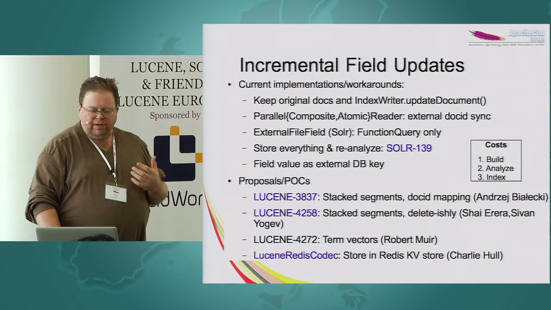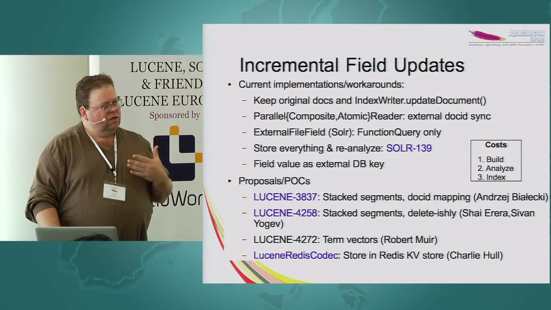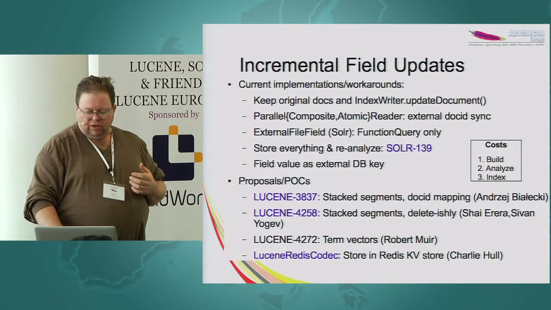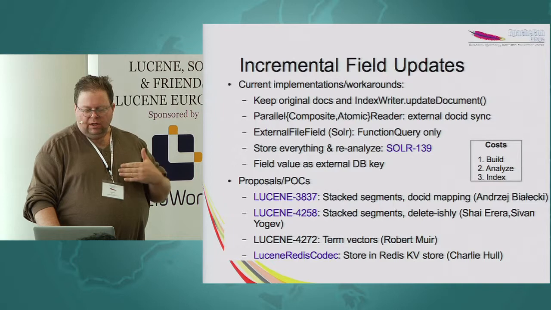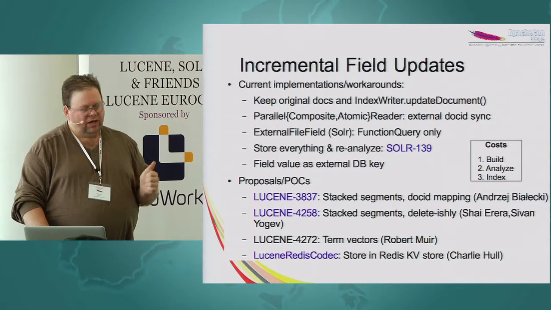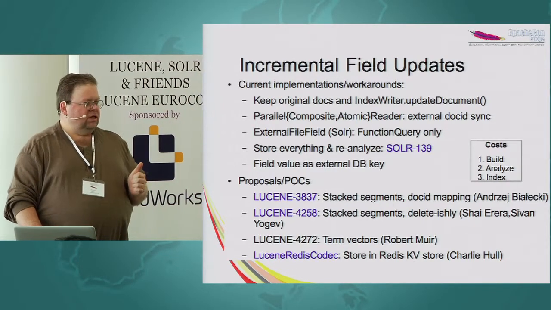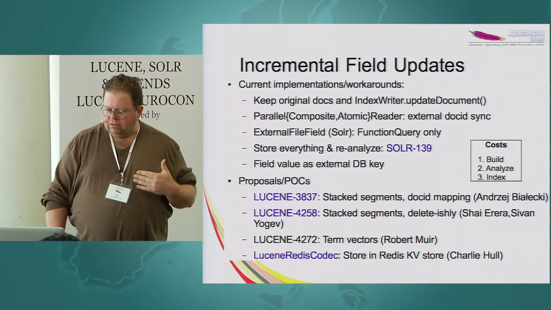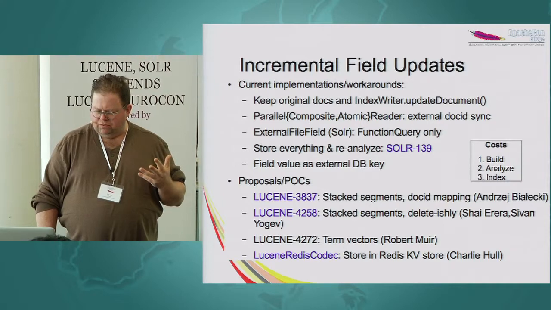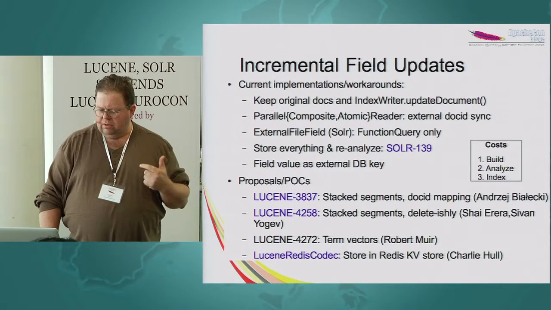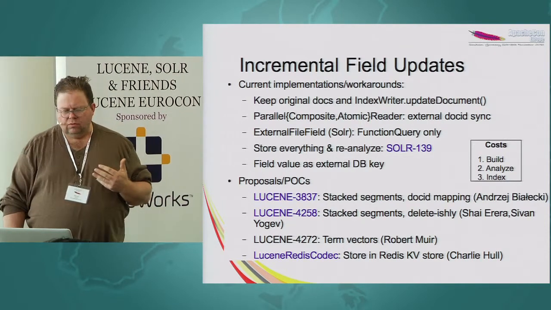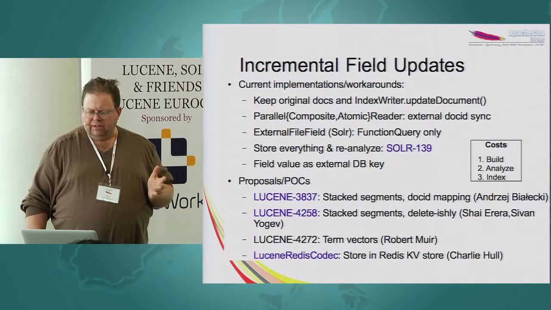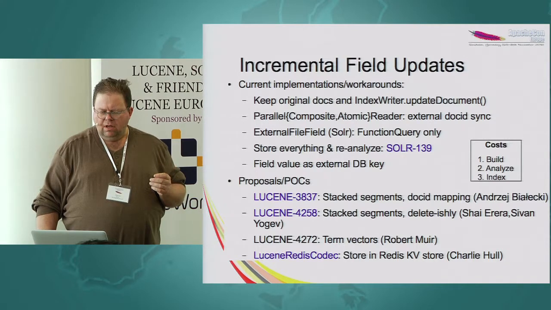Finally, field values as an external DB key. It seems like an obvious solution if you have a way to quickly make updates to a DB if you only maintain a key in your Lucene index. So I list here really 3 proposals and 1 proof of concept for how to implement incremental field updates in Lucene.